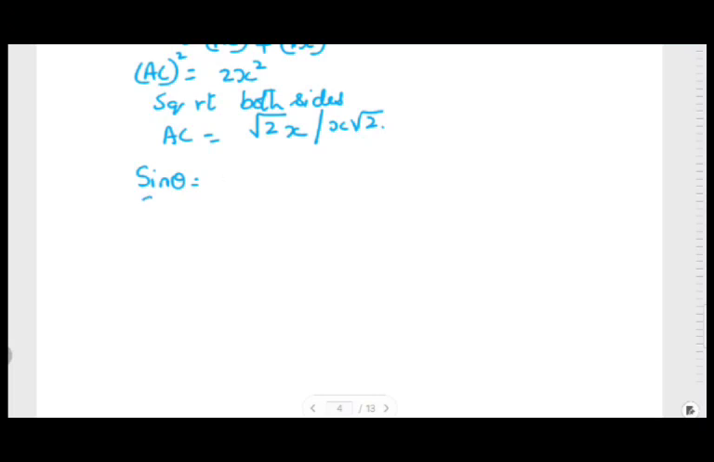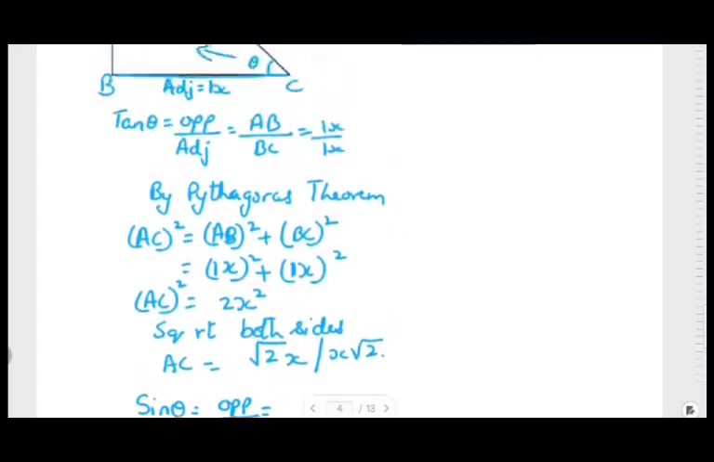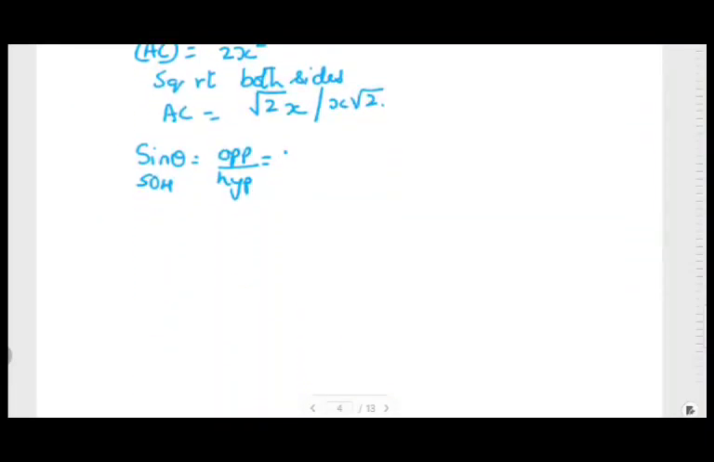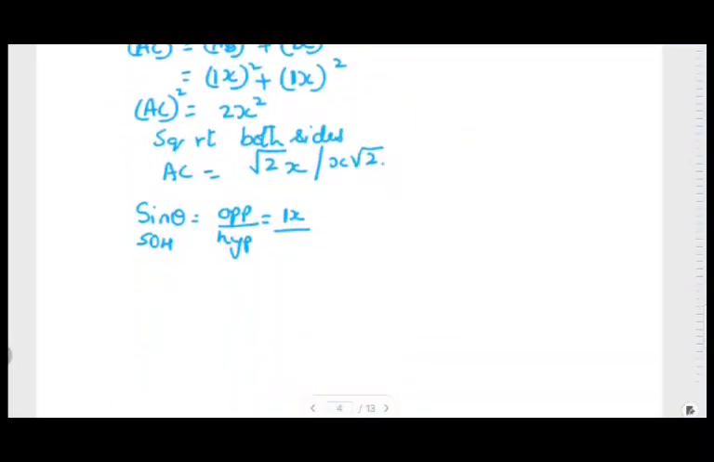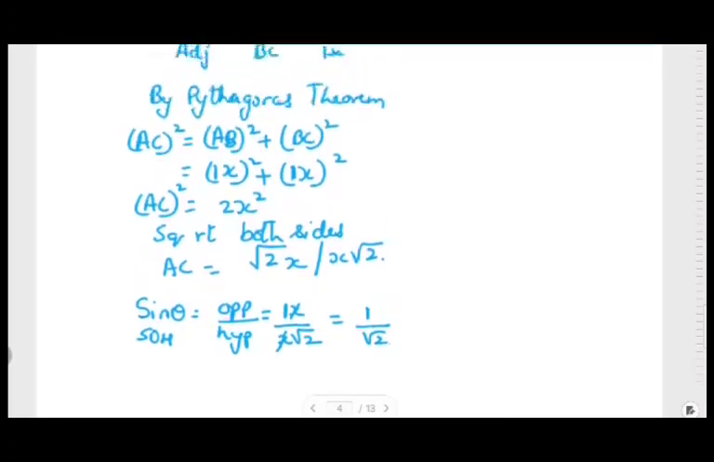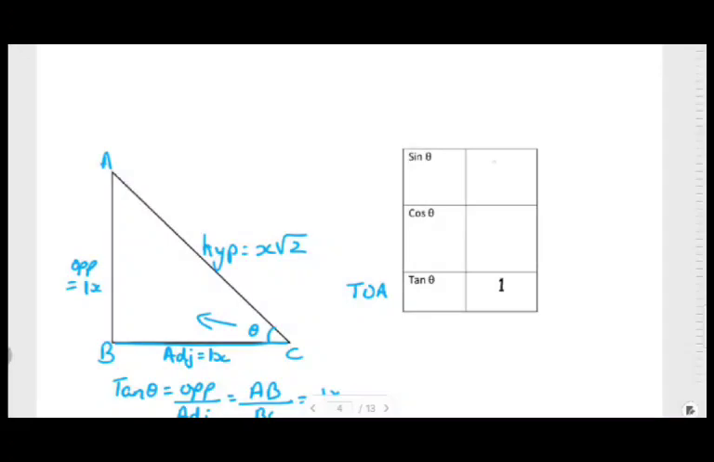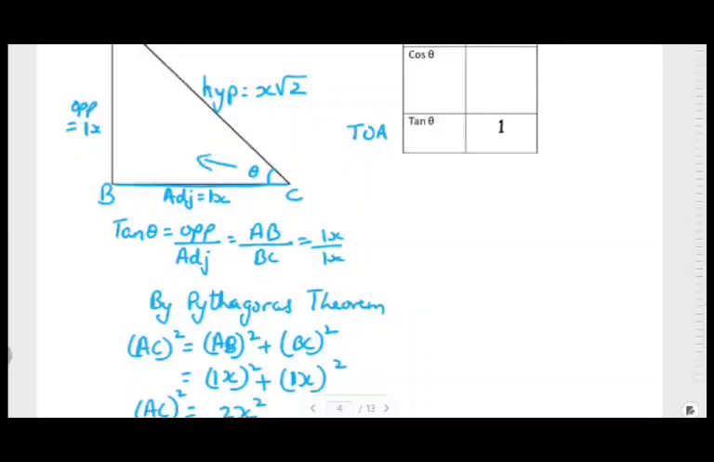Opposite upon hypotenuse, correct? What's my opposite? It's 1x. What's my hypotenuse? It is x root 2. X root 2 means the root 2 is multiplied by x, so x in common moves out. So what's my value for sine theta? 1 upon root 2. Not very difficult, children.